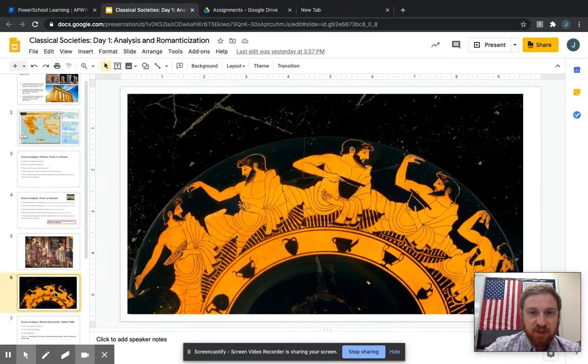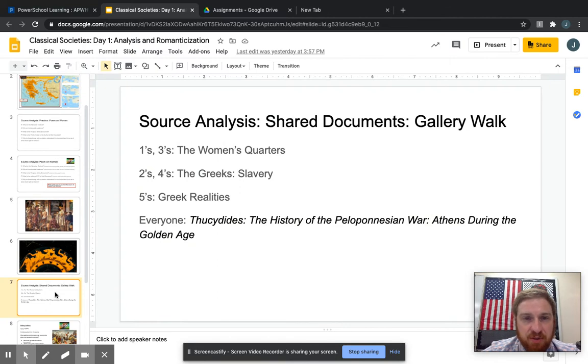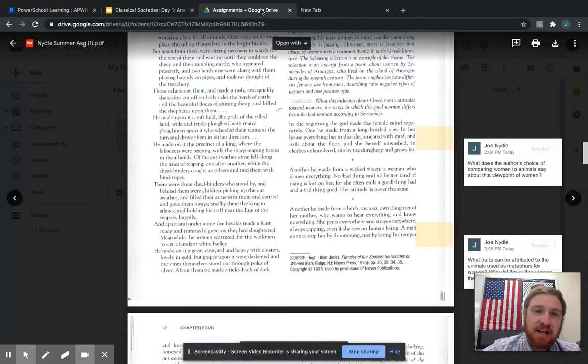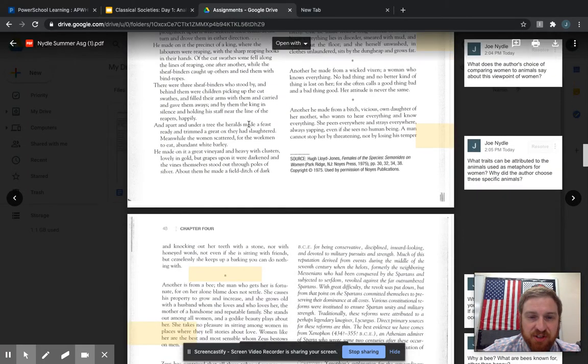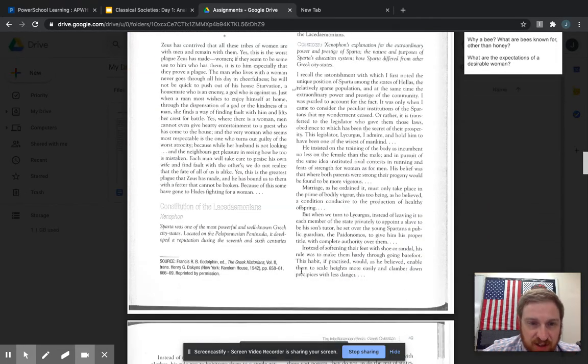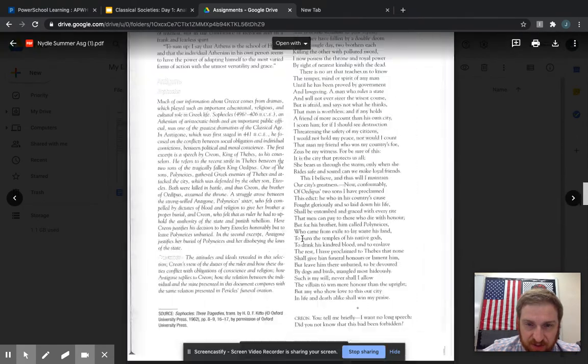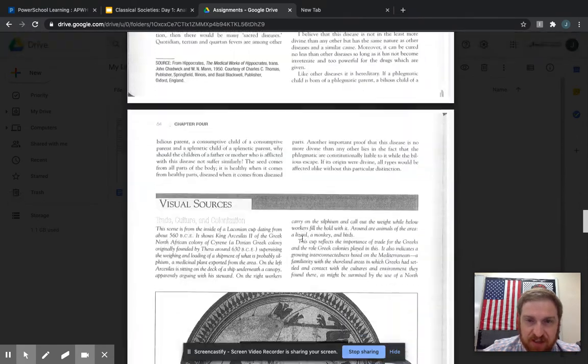So in class, we looked at these. We analyzed the documents as well as the images here. And then we did a gallery walk. So we looked through additional documents and still applied HIPPY to them. We looked at the women's quarters, and we looked at documents or readings about slavery. The women's quarters, I wanted to go to that here. This is all in your summer assignment.